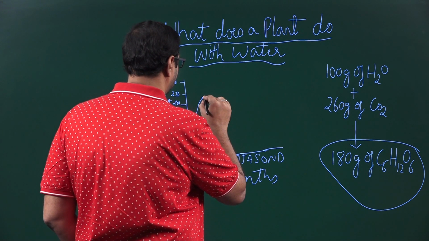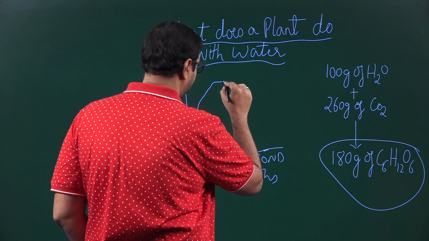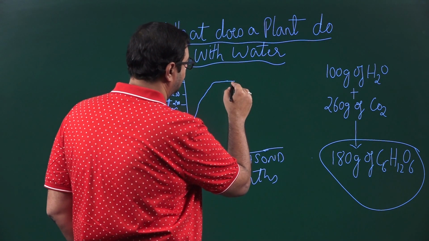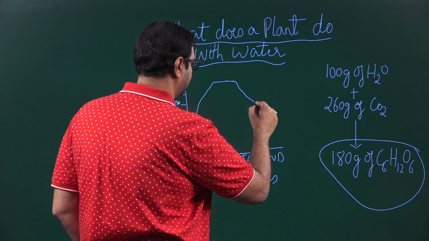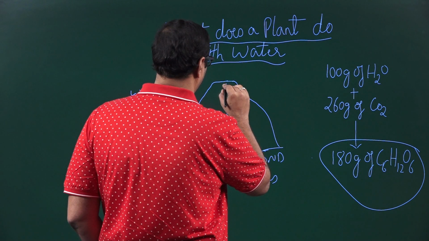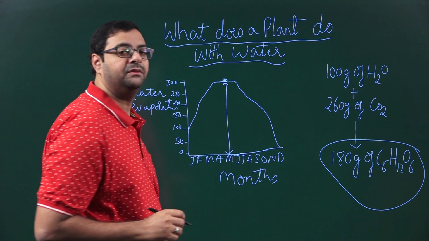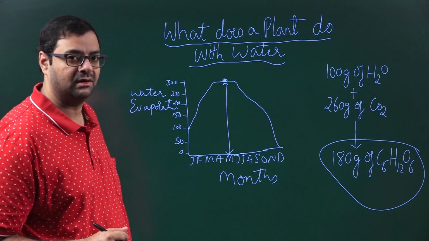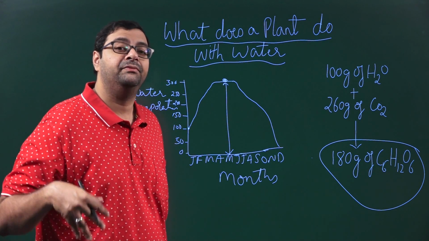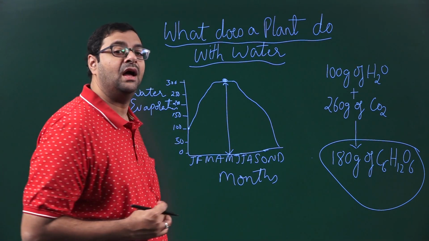In March, it keeps on increasing. Then in May, it goes to its peak here. It stabilizes here and then slowly by the month of December, it reduces. So if you take the month of May, it is the peak month of the evaporation of water. Why is it the peak? Because it is the summer season and the rate of transpiration is more in summer compared to other seasons.